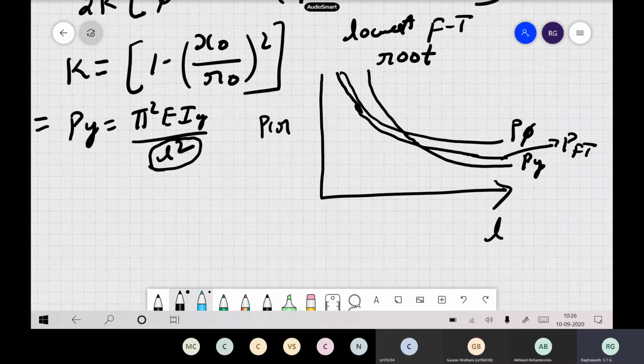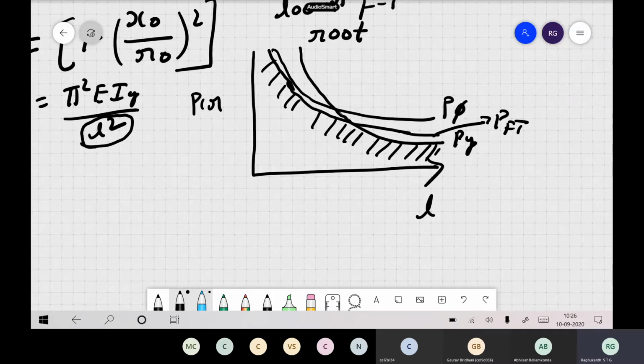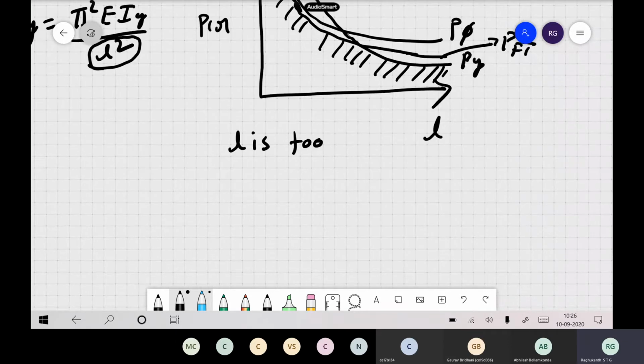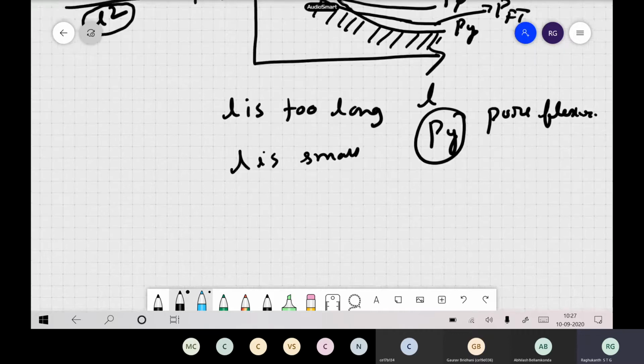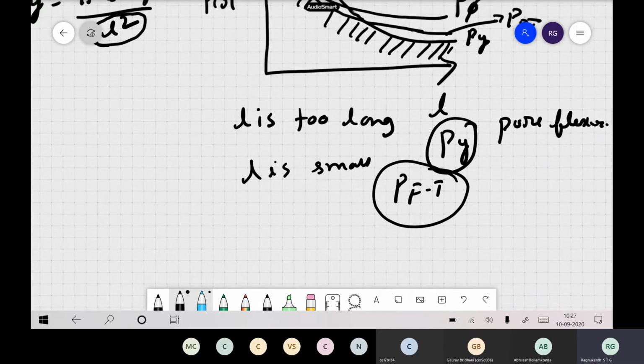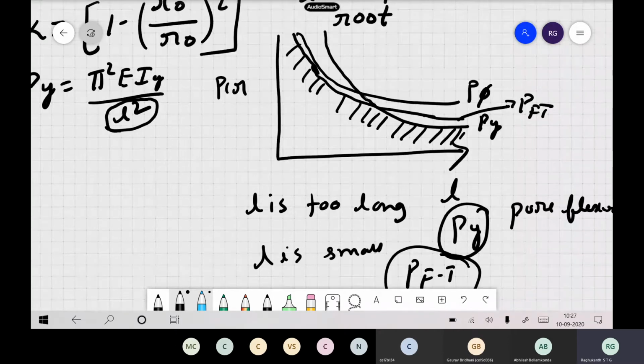So this is the buckling loads. If the column length is too long, then your Py will be the lowest. So if L is too long, it will buckle in Py itself, that is a pure flexure mode. But when L is small, some limits are there, it depends on the type of the sections, then the column will buckle in flexure torsion mode only. So this combination only will come into picture. So you can plot these types of curves for your sections.